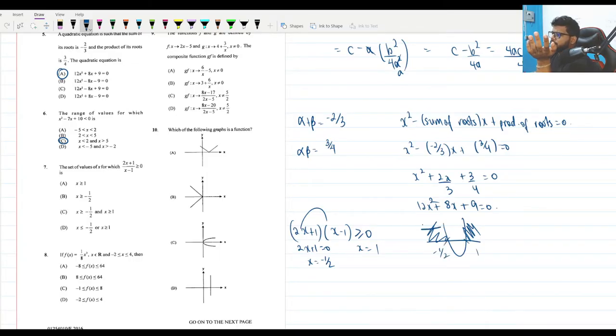So the solution is going to be x is less than or equal to minus a half, or x is greater than or equal to 1. It's supposed to be and, man. Union is and. To me, it's supposed to be and, not supposed to be or. All right.